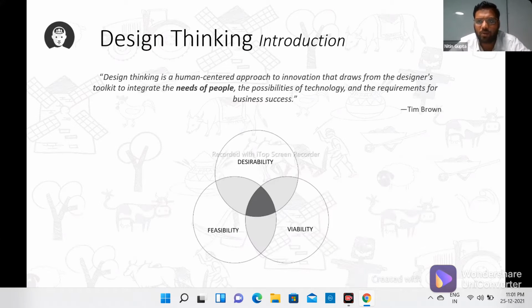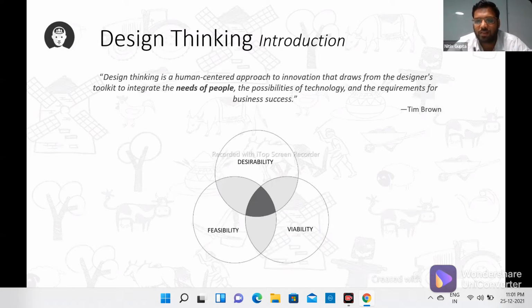I'm sure you have heard about this IDEO studio. They were the pioneers in the design thinking area. The definition by Tim Brown himself says, I'll read word by word: Design thinking is a human-centered approach to innovation that draws from the designer's toolkit to integrate the needs of people, the possibility of technology, and the requirements of business success.